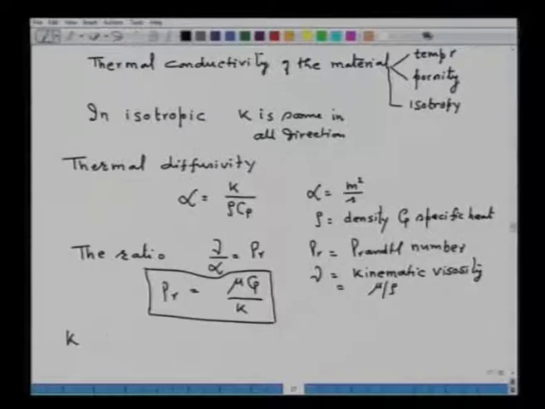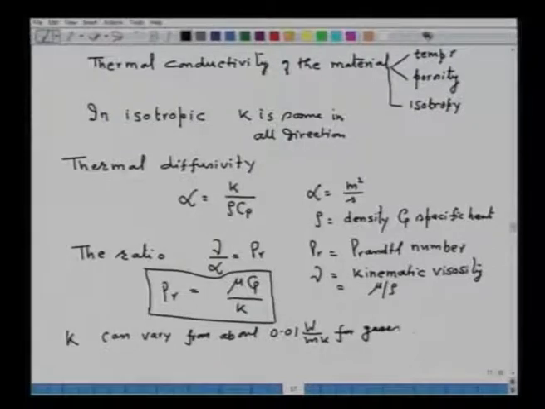Now, the value of K, which is the thermal conductivity, can vary from about 0.01 watt per meter Kelvin for gases to 1000 watt per meter Kelvin for metals.